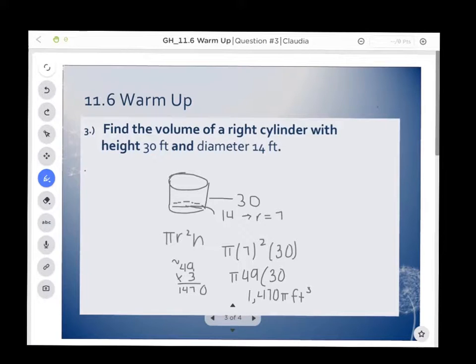Okay, third one. Find the volume of the right cylinder. This is where you get to breathe because cylinders are nice and easy, right? So the volume of a cylinder is pi r squared h because it's base area times the height. This time they gave you the diameter, so you had to cut the diameter in half to get the radius, and then 7 squared is 49. 49 times the height, which is 30, gave you 1,470 pi. You're going to keep these in terms of pi. Good job, Claudia.